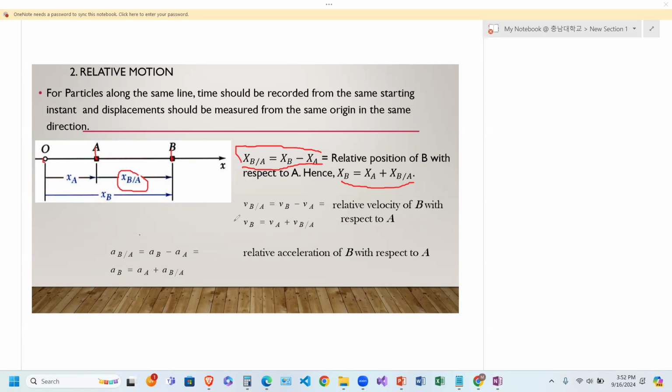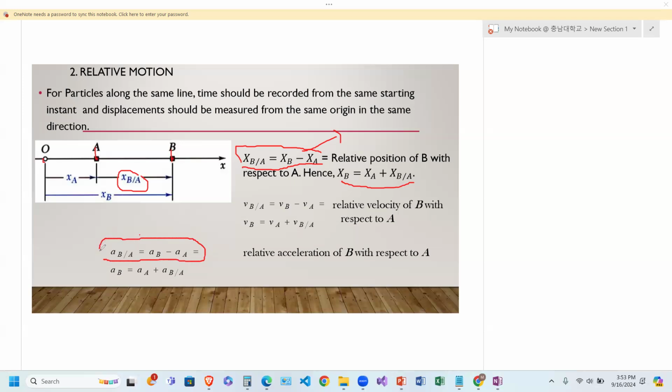Now, from the same equation, we can also differentiate. If we differentiate XB with respect to time, we are going to have velocity. That means the relative velocity of point B with respect to A is the velocity of B minus the velocity of the particle at point A. So V subscript B over A is what we call the relative velocity of particle B with respect to A. Again, if we differentiate that with respect to time, we are going to get acceleration.